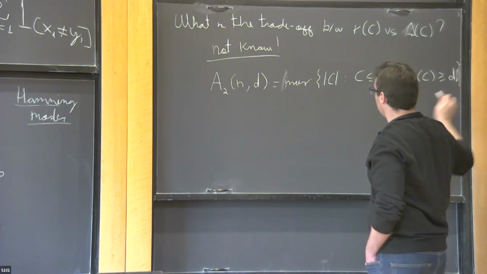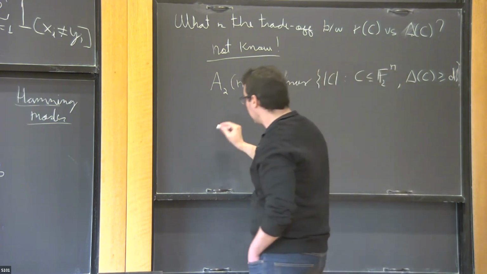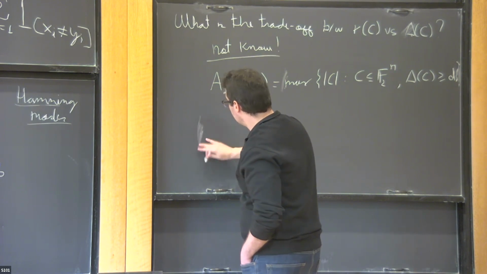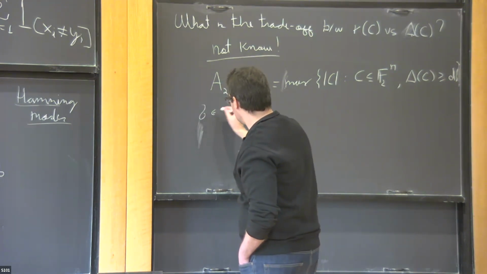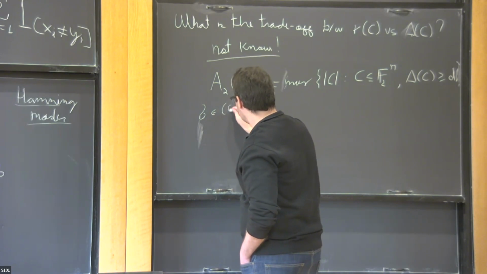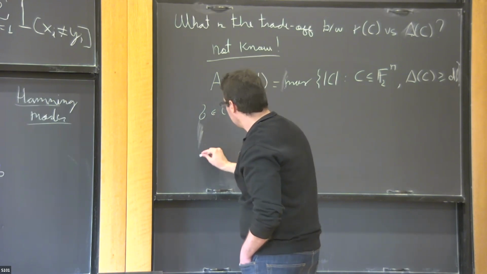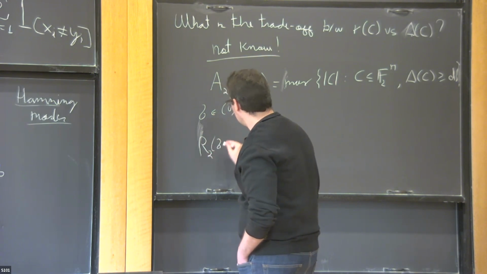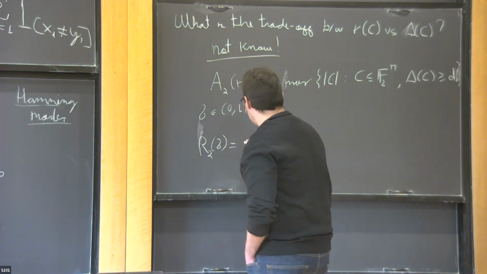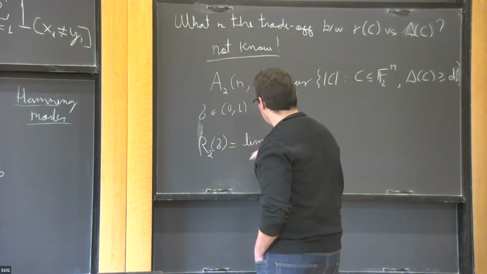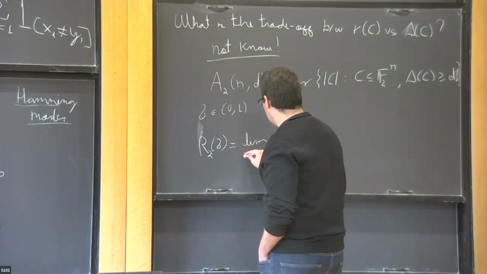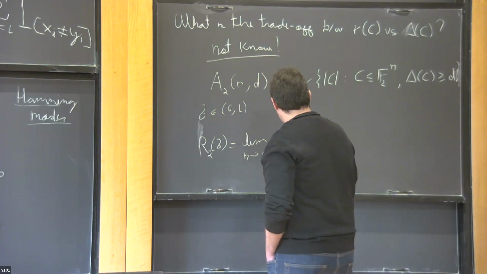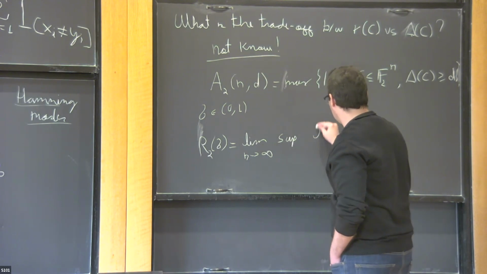This is a very important parameter, the first one. And the second one is the asymptotic rate. If you want to understand this problem asymptotically, someone gives us some fractional distance parameter delta from 0 to 1. Then we have the asymptotic rate of delta, sometimes with a 2 to indicate binary code. This is the lim sup, over a sequence of codes, of the normalized Hamming distance. So here we take n going to infinity, the lim sup of the rate of an optimal code.